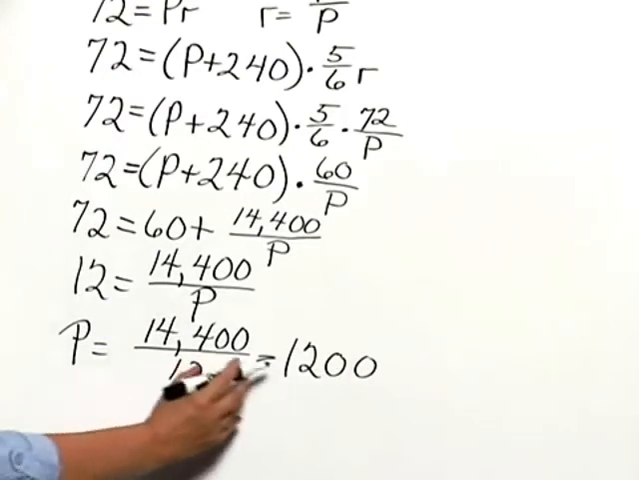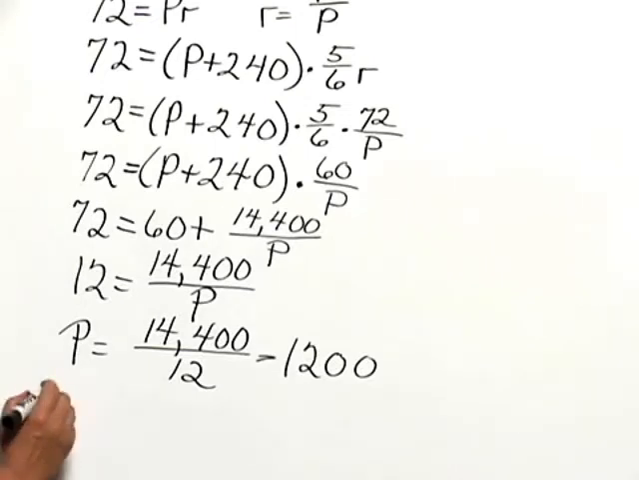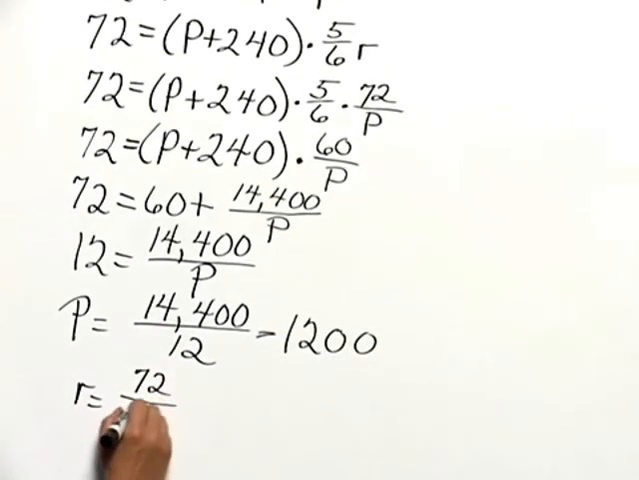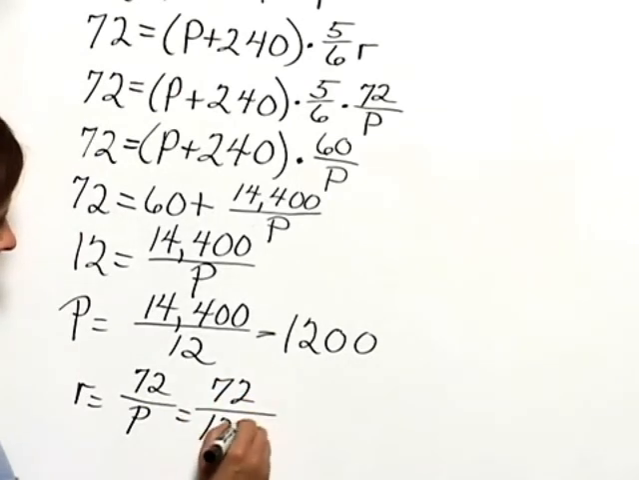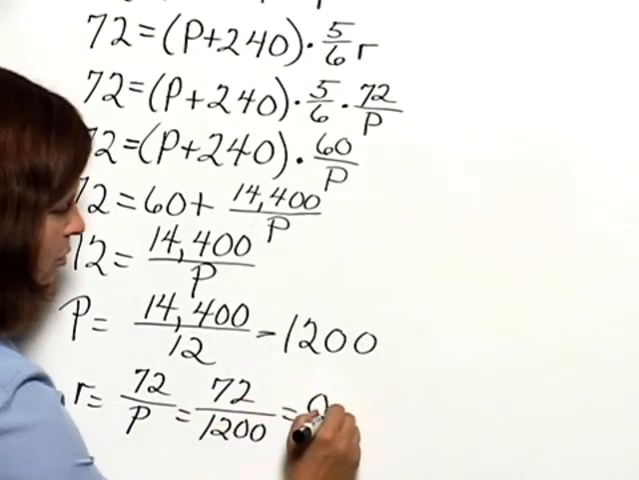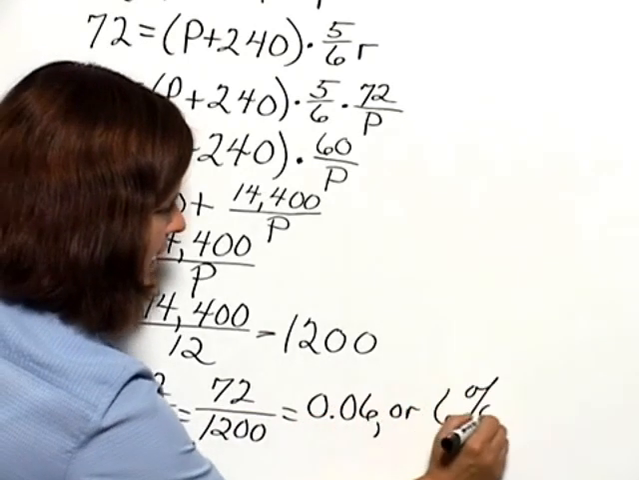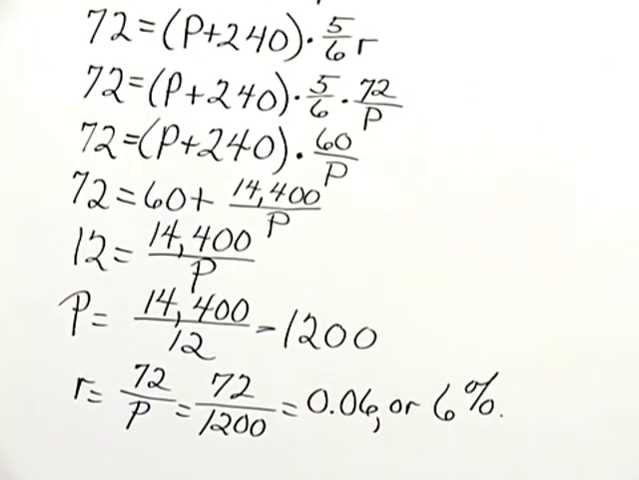Now we have found that the principal that Brett invested was $1,200, so we've actually found one of the pieces of information we need. We also need to know the interest rate, which was R. We saw earlier that R was 72 divided by P, which would be 72 divided by 1,200, which is 0.06 or 6%. Now the question did not ask us to find what Aaron's rate was, so we're done.